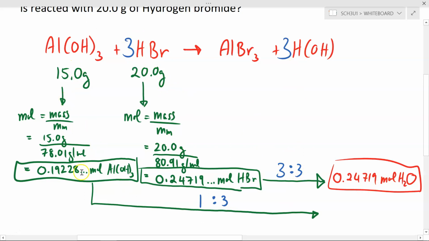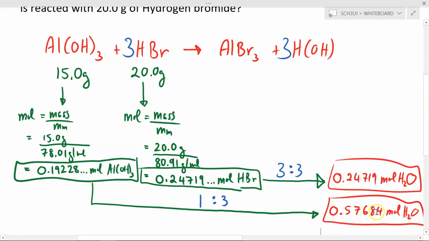With this one over here, you would take 0.19228 and divide it by the coefficient here. Since there's no coefficient shown, you may assume it's a 1. So 0.19228 divided by 1, and then multiply by the coefficient of where you're going. In this case, a 3. So essentially, it's just 3 times as much. And that would give you 0.57684 moles of water.